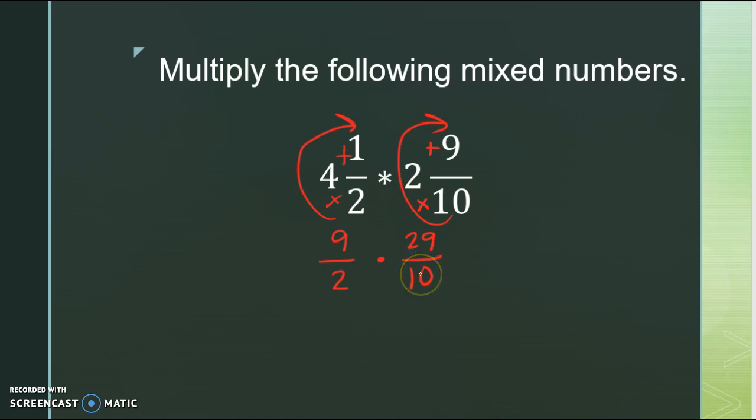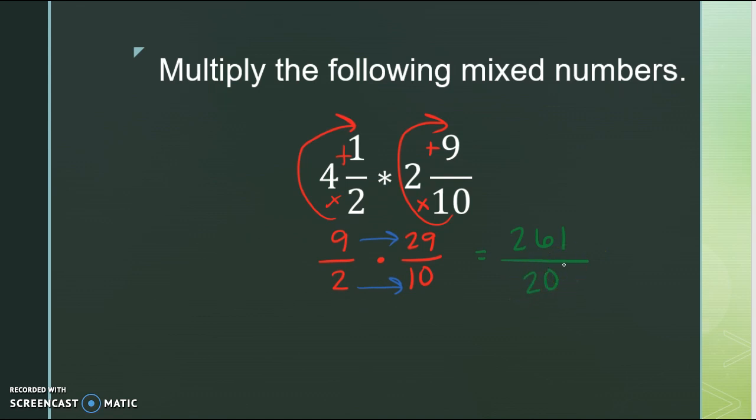Our next step here, see if we can do any cross canceling. When I look at my diagonals, there actually is no cross canceling. So here's an example of not being able to do any cross canceling at all. So then we move on to multiply numerator by numerator and denominator by denominator. So 9 multiplied by 29 gives us 261. Our denominator, 2 times 10, is 20.